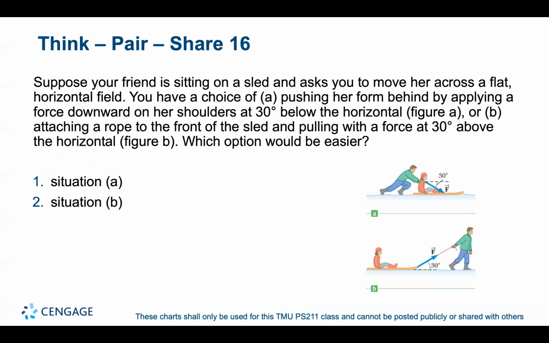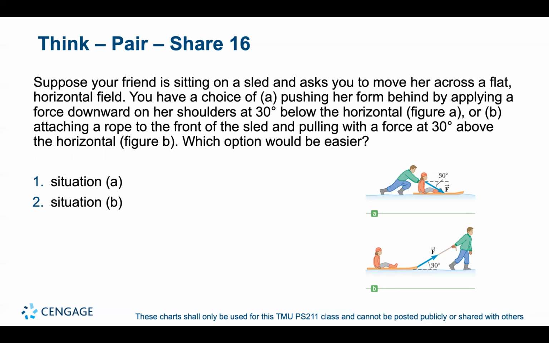Suppose your friend is sitting on a sled and asks you to move her across a flat horizontal field. You have a choice of A, pushing her from behind by applying a force downward on her shoulder at 30 degrees below the horizontal, or B, attaching a rope to the front of the sled and pulling with a force 30 degrees above the horizontal. Which option would be easier? And the answer would be situation B. It's easier to attach a rope and pull.